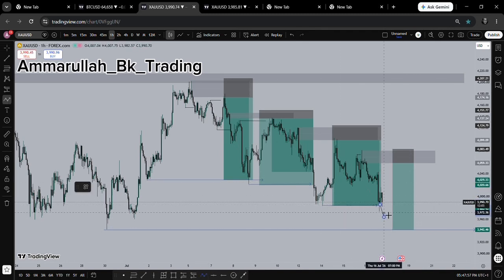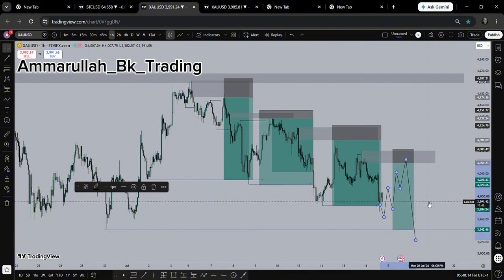I am expecting this low to be taken out, then the market reverses back, then taps the order block again, does like this, creates another inducement, then taps this and sells down. This is what I'm expecting to happen next on gold.